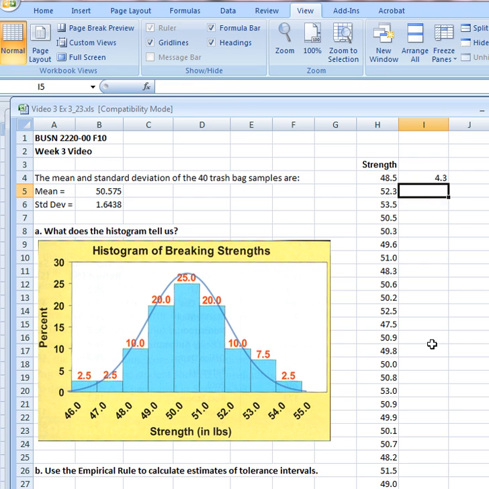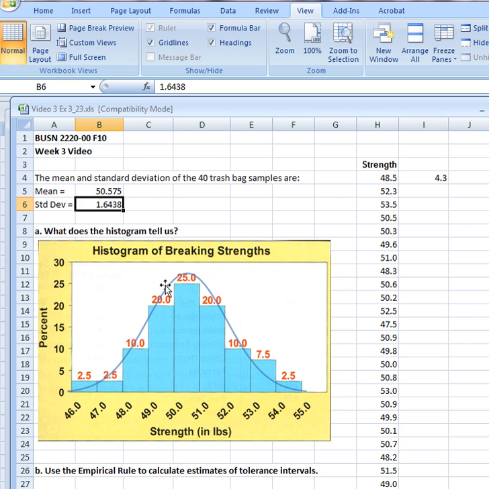And then what we do is we simply make that calculation for all the strengths, all the sample values, and add them up. And divide by n and take the square root, and lo and behold, we get 1.6438. You can read about this in the book. I'm not going to do it here in the interest of time.